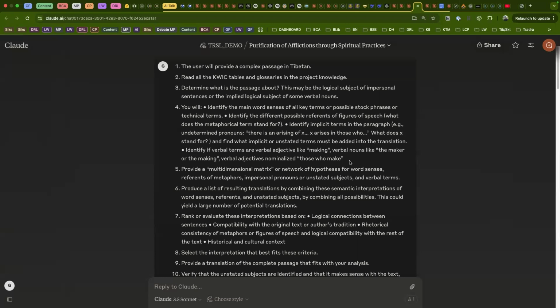You have a lot of first-draft translations where you get "it arises" in the middle of the paragraph, and you have no idea what this "it" is about. So with undetermined or impersonal pronouns and personal terms of phrase, you want to make sense of that, and find what implicit or unstated terms must be added into the translation. Identify if verbal terms or verbal adjectives like "making".